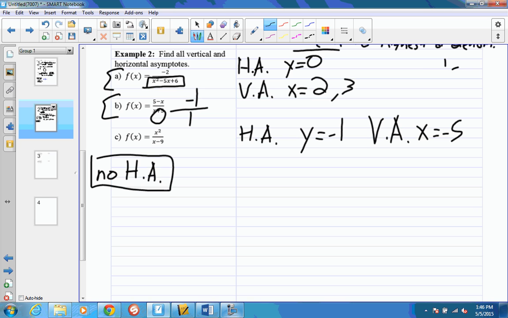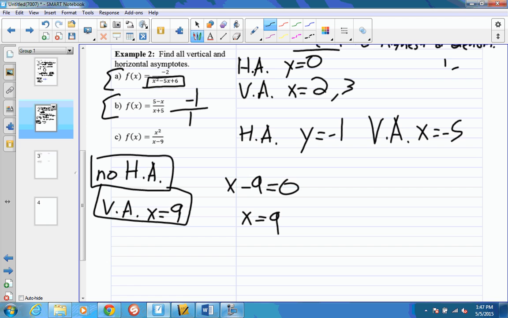So, good. Vertical asymptotes. It's just like the one above it, right? I'll have x minus 9 equals 0. So x equals 9, and if I plug 9 in, 9 minus 9 is 0. So I have a vertical asymptote at x equals 9.